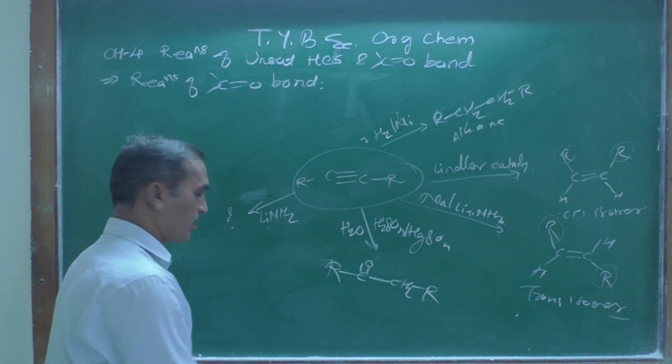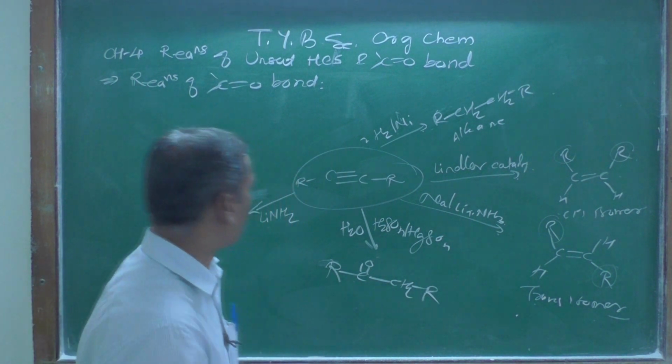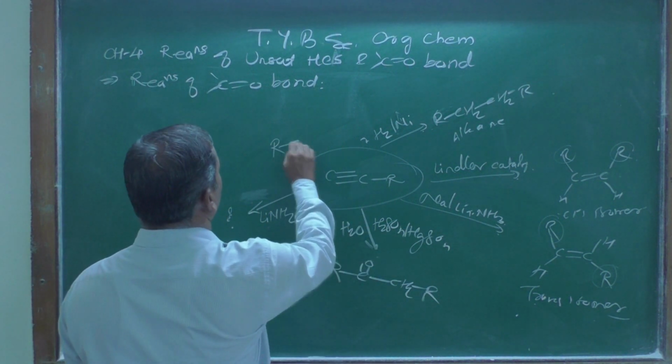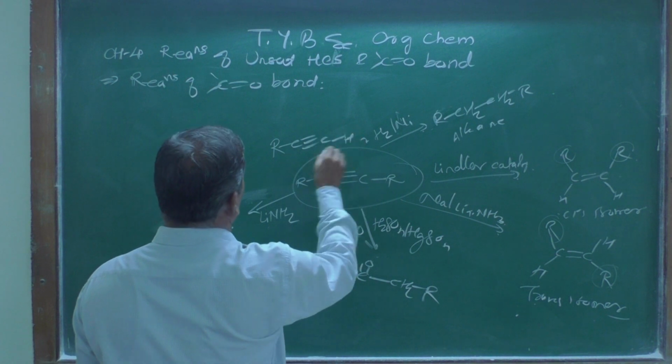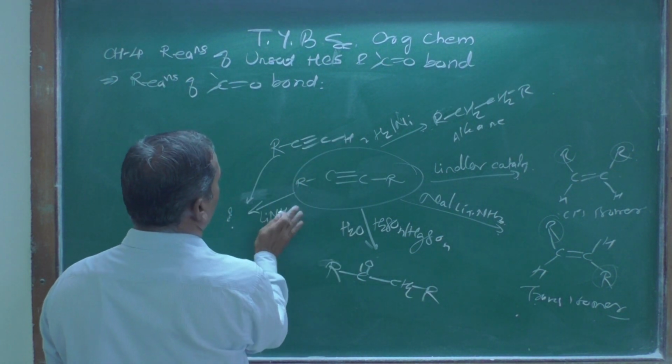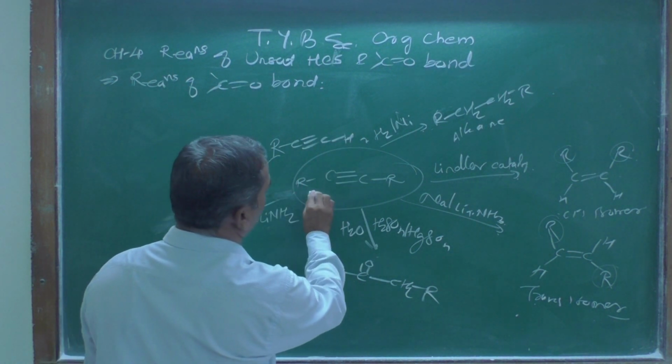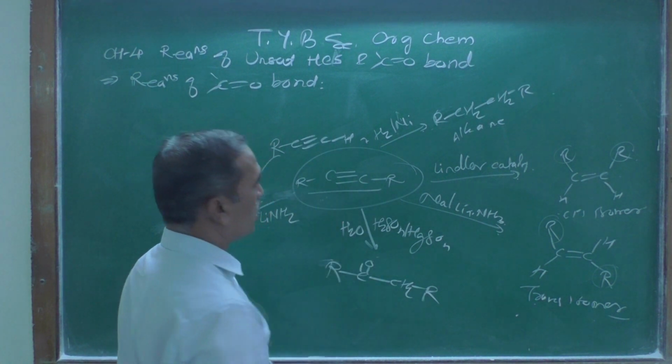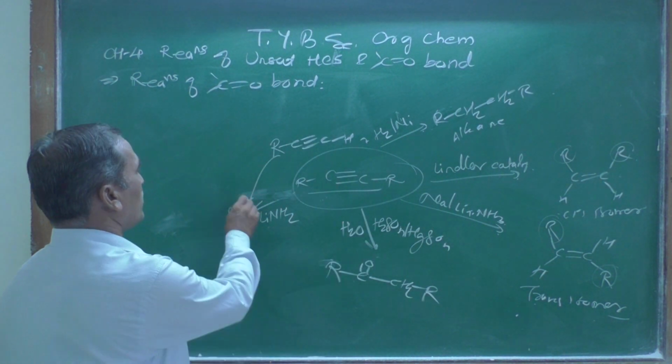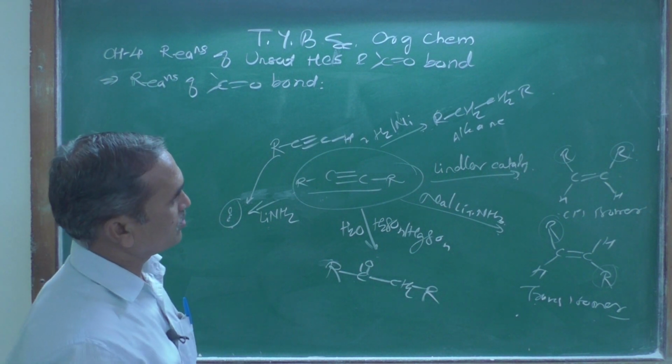Is there a question mark? A terminal alkyne is present here like this, R, C triple bond, C, H, and then the reaction takes place. Otherwise, if this is a non-terminal alkyne, it will not give this reaction. Remember, that is one more reaction over there.